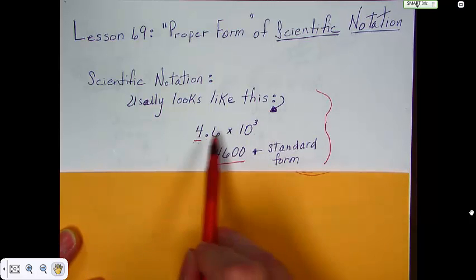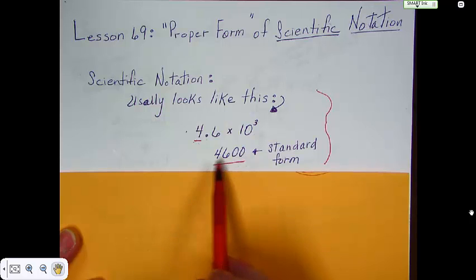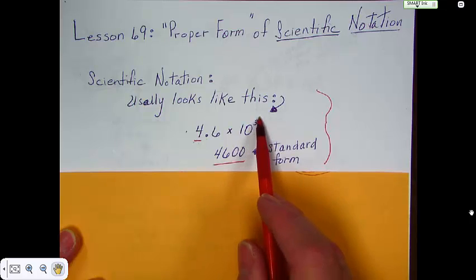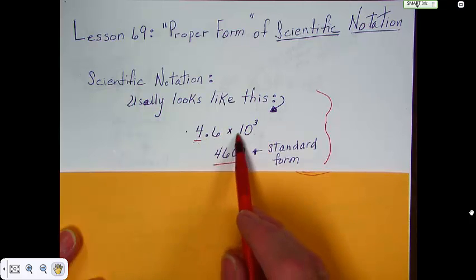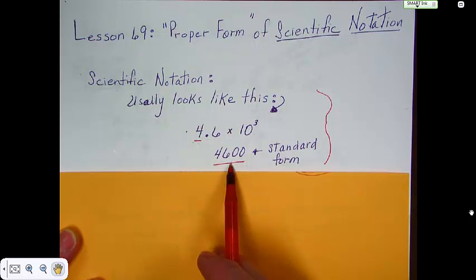If they say, take this number that's in scientific notation and write it in standard form, then you know you're going to be moving that decimal place however many spaces it says. If it's positive, you're going to move it to the right. If it's negative, you would move it to the left, and you would write it in its standard form.